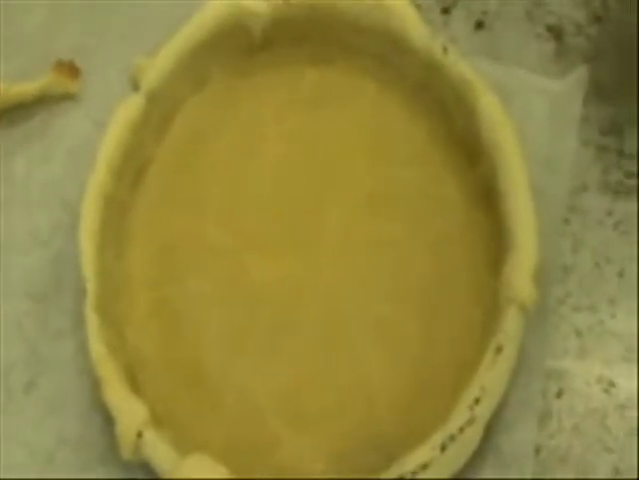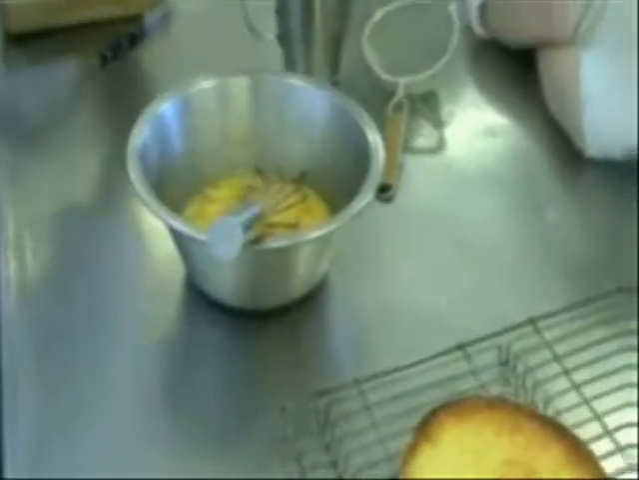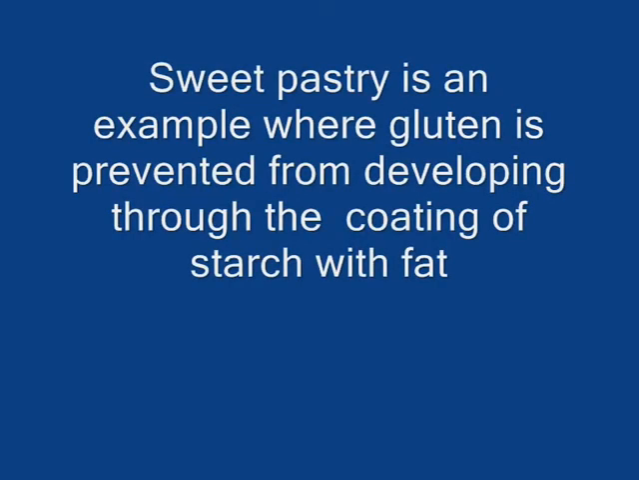So the production of sweet pastry is a really good example of how we can prevent gluten from being developed through coating starch with fat. In the next example, which is puff pastry, we're going to look at how we can actually use gluten to our advantage. Now in the example of puff pastry, we actually want to develop some of the gluten which exists within the starch. This is because we want to create a dough which is very stretchy.